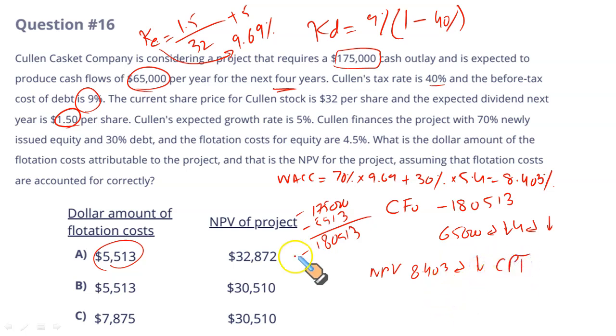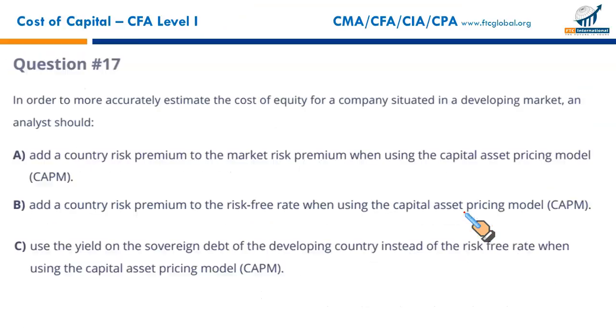You will get your net present value, which will be 32,872 point something. That will definitely be option A, right? So simply use these keys, enter the data, and you will get your result. So that makes A the correct option.